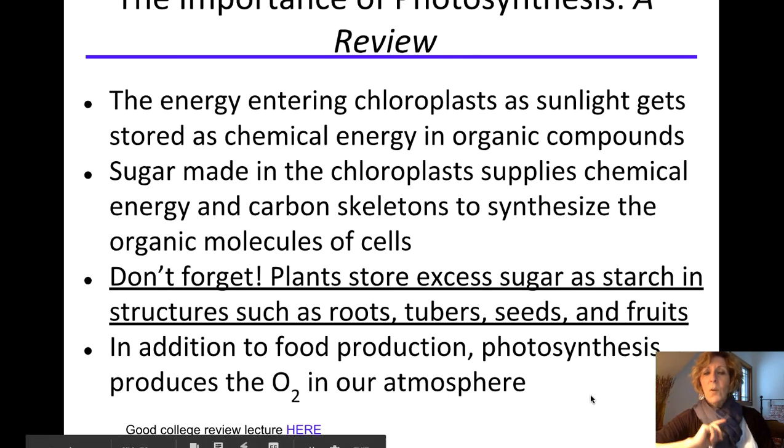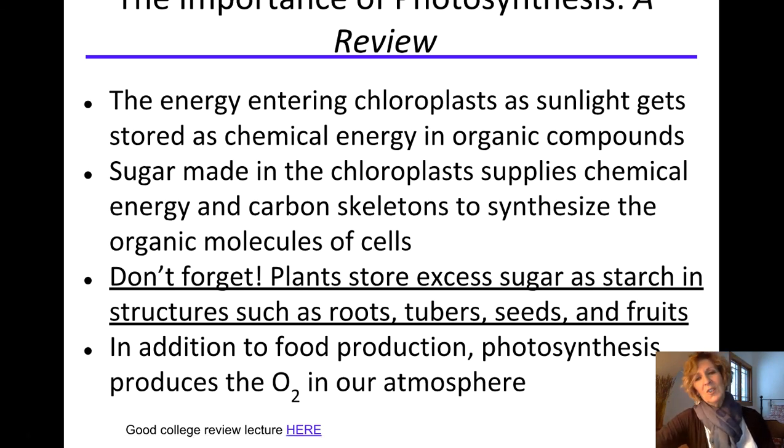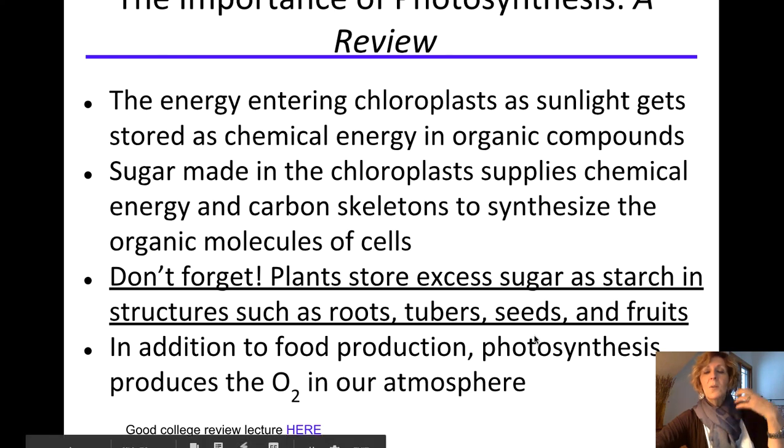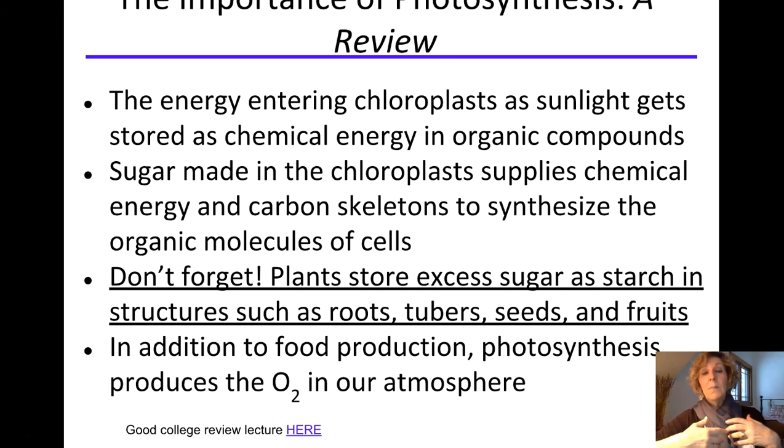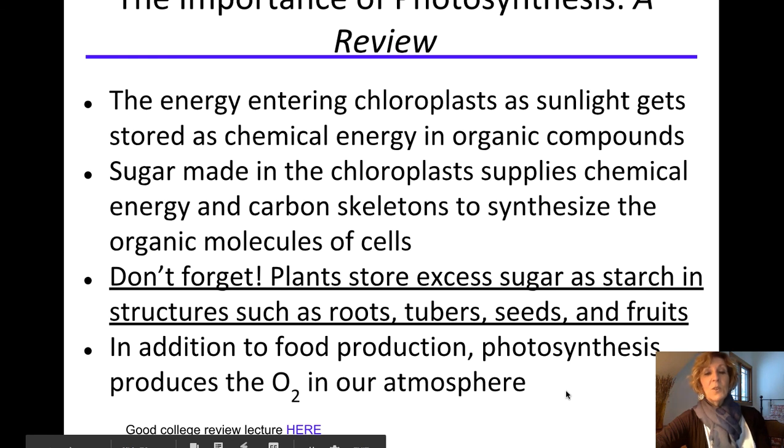So don't forget that the sugar that is made in photosynthesis is not just sugar, right? The plant can also use the raw products that it makes to make proteins and fats as well, and it can store the sugar as starches in structures like roots and tubers and seeds and fruits. And of course, in addition to food production, the oxygen that is a waste product goes into our atmosphere that we heterotrophs need to use. Thank you, plants, for your photosynthesis.